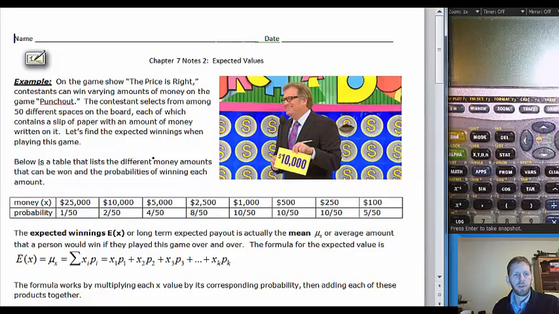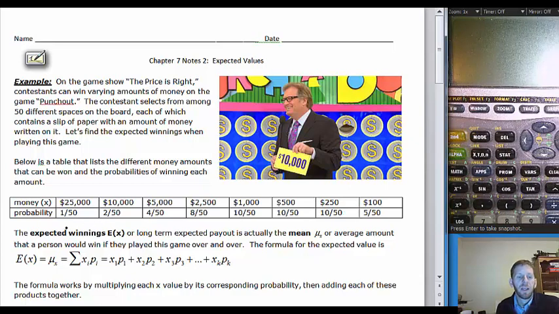So we just watched an episode of this game. Let's find the expected winnings when playing this game. Now, our contestant won $5,000, and below is a table that lists the different amounts of money that can be won and the probabilities of winning each amount. You can see the highest amount that a player could win is $25,000, and the lowest a player could win is $100.